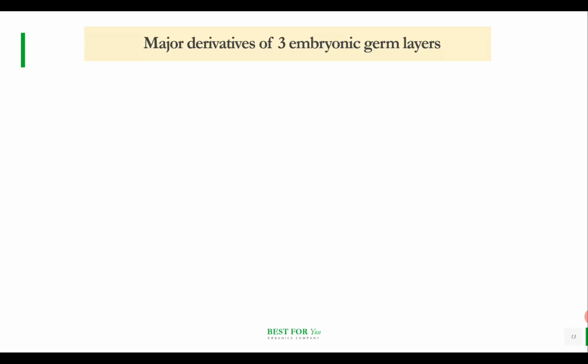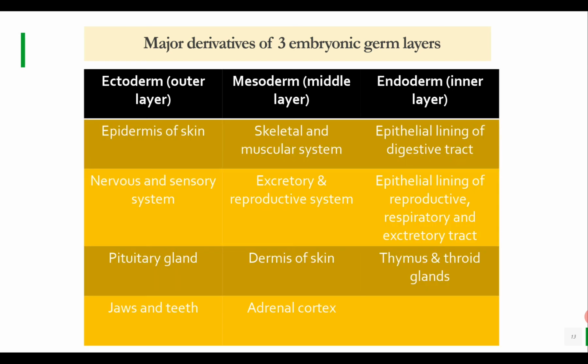Major derivatives of the 3 embryonic germ layers develop into specific structures. For example, ectoderm, because it is the outer layer, forms the outer part of the body. It could be the epidermis of skin, and the nervous and sensory systems. We know that the first layer we find under the skin is the nervous system, our sensory system. It also helps in the formation of the pituitary gland in our brain, and jaws and teeth as well, coming out from ectoderm.